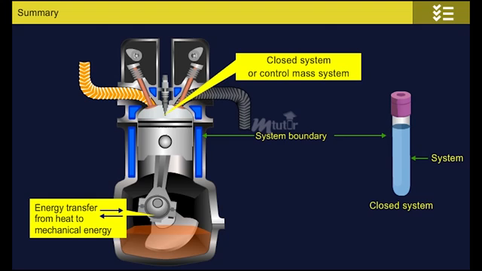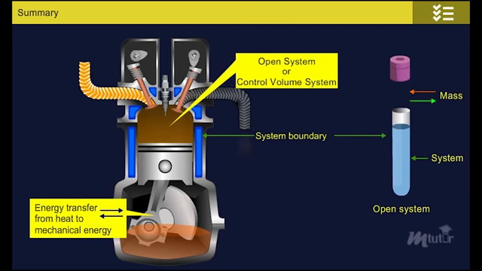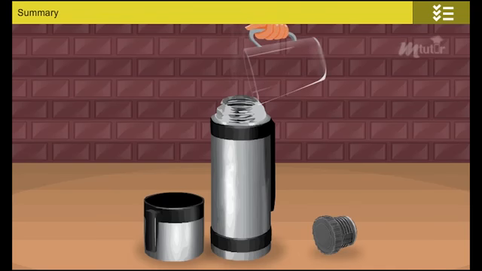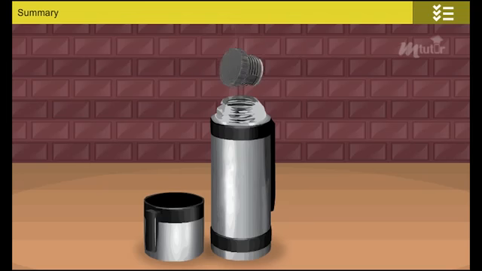Thermodynamic system. Closed system. In this system, only energy transfer with its surroundings takes place. Open system. In this system, energy and matter transfer takes place with its surroundings. Isolated system. In this system, there is no energy or matter transfer with its surroundings.